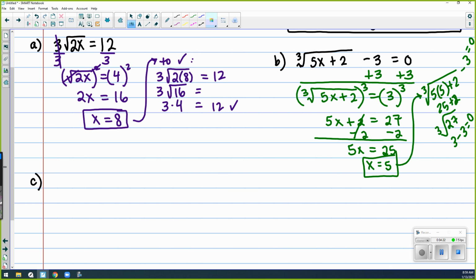Let's take a look at a third example, letter C. This problem is going to be different because I'm going to have radicals on both sides of the equal sign. 3x plus 15 over here.